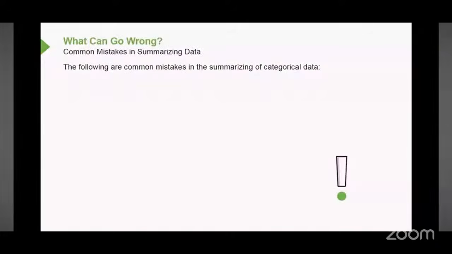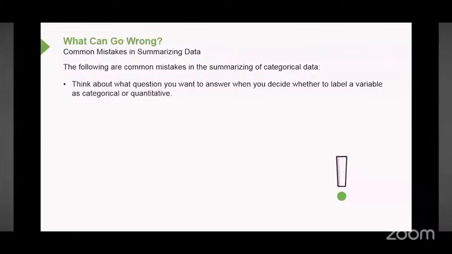All right, so in summarizing data, there are several mistakes that we can make, and I'm going to give you a few of the common ones right here. We need to think about what question we want to answer when we decide whether to label a variable as a categorical or a quantitative variable.